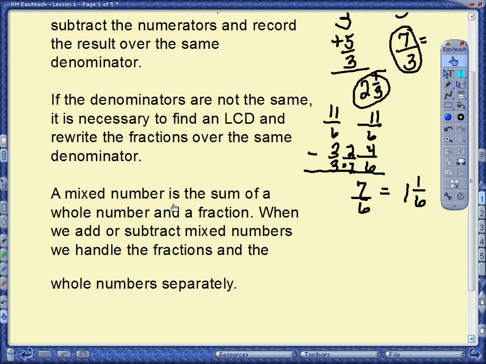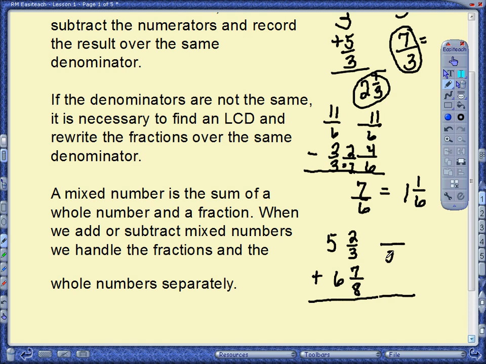Okay, a mixed number is the sum of a whole number and a fraction. When we add or subtract mixed numbers, we handle the fractions and the whole numbers separately. So let's say we want to add 5 and 2/3 to 6 and 7/8.